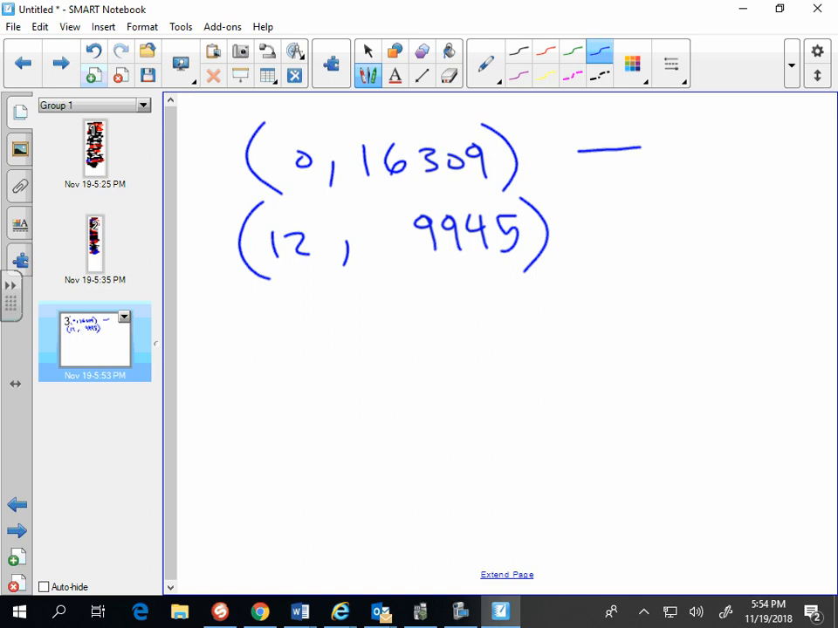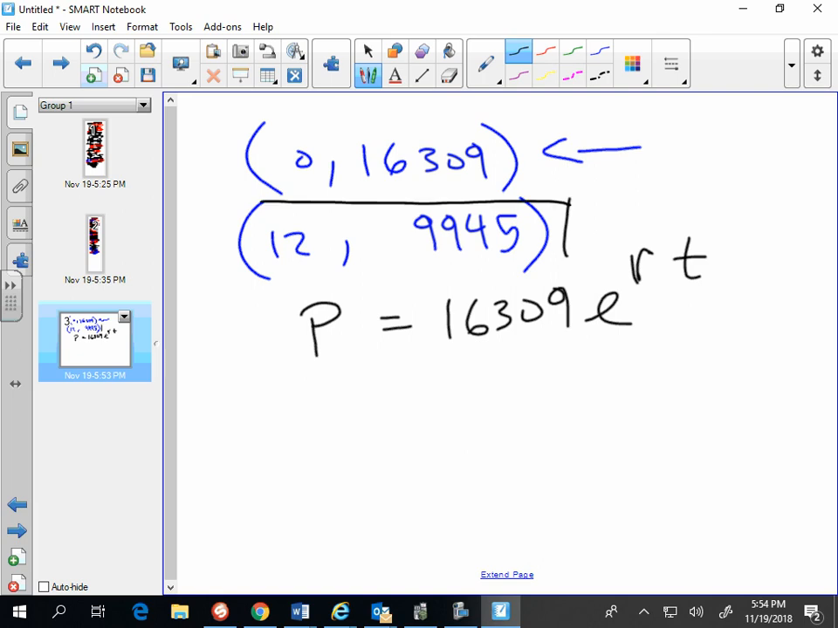We've got our initial amount. So we can start by saying P equals 16,309 e to the RT. And then we can plug in our second point to help us find our rate.